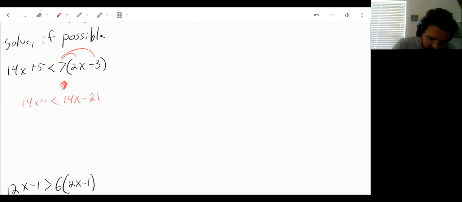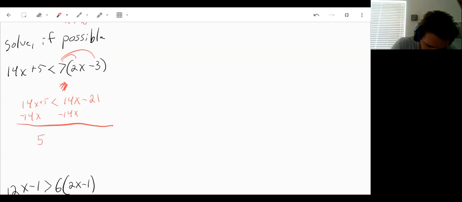14x plus 5. We want to get all of our x's onto the same side first, so I'll subtract the 14x from the right side to get that over to the left side. And what's left then is 5 is less than negative 21. Our x's all disappeared. This is why it says if possible, because our answer here might be possible or it might not be.